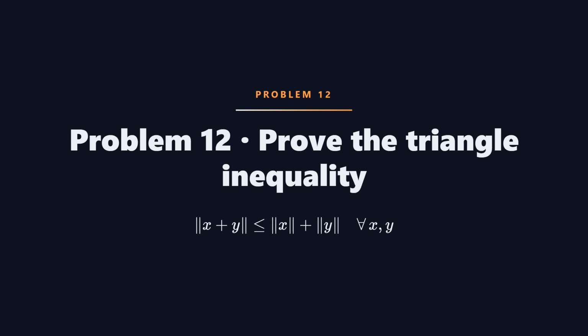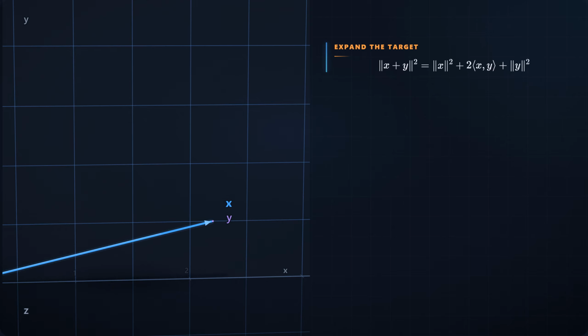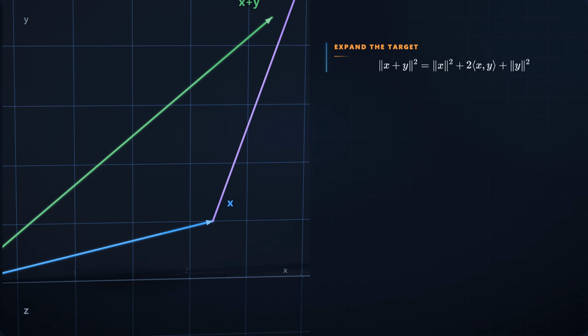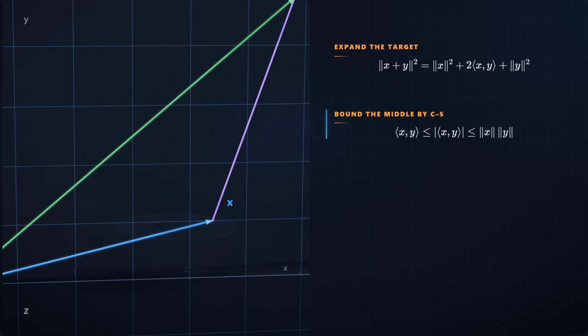Problem 12, the last one, and it's a 2-line payoff once you have Cauchy-Schwarz. Prove the triangle inequality. Pause and try. Start from what you want to bound, the squared norm of x plus y, and expand it with the binomial identity, norm of x squared, plus twice the scalar product, plus norm of y squared. The only troublesome term is the middle one.